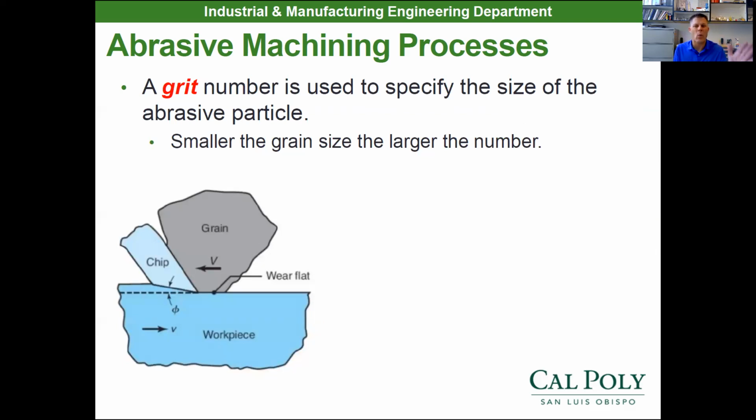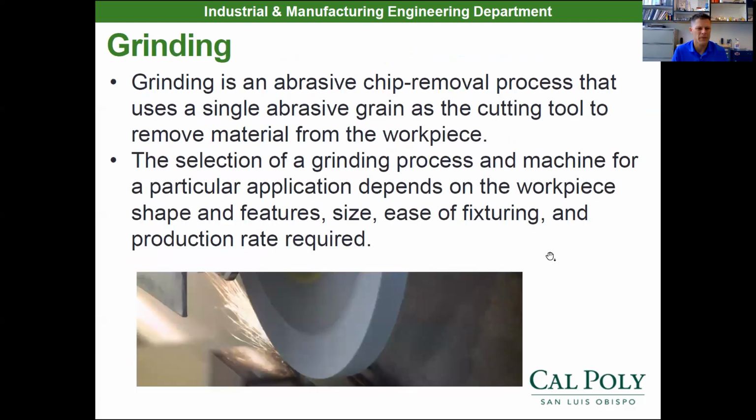So if you're going to wet sand gel coat for a boat, or you're going to wet sand clear coat on a car, you want a grit number of 2,000 or 3,000, a really high number. In fact, 3,000 is one of the highest numbers I've seen for grit size. I'm sure they probably have a little bit higher than that. But if you want to rough or remove a lot of material, you go down to like a 60 grit, a really coarse grit. So the bigger the grain, the more it's going to remove. The smaller the grain, the less it's going to remove, and the better the surface finish.